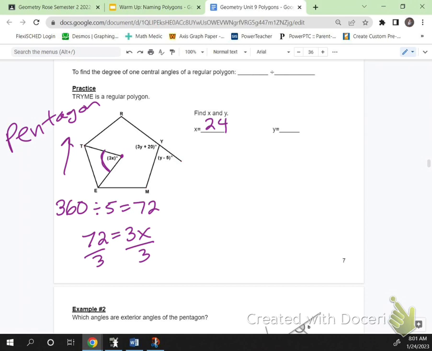Okay, all right. Let's look at these other angles. Why is y there? This is an interior angle. This is an exterior angle, which we're going to define here in just a minute. Does anyone see their relationship?